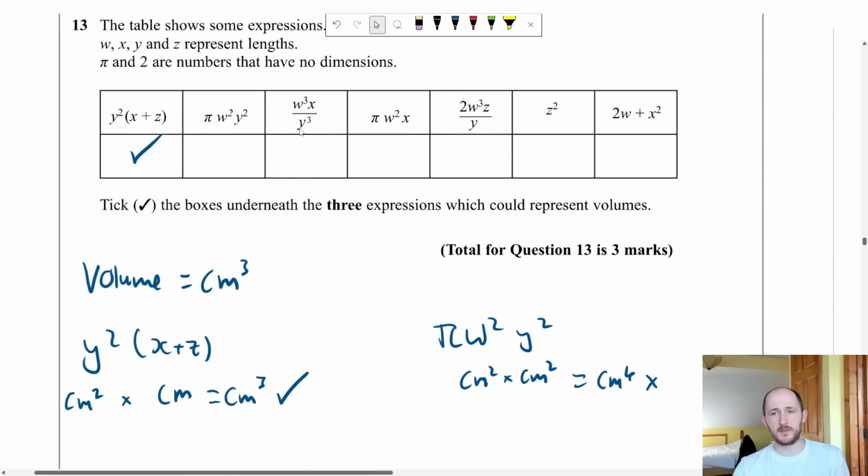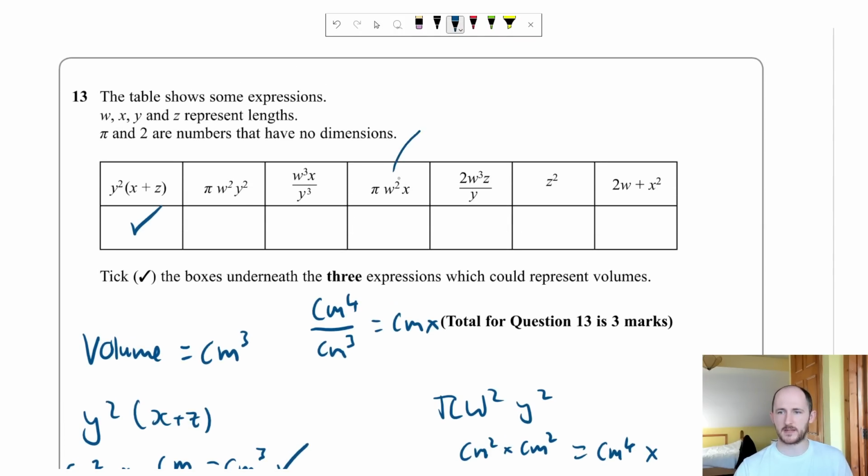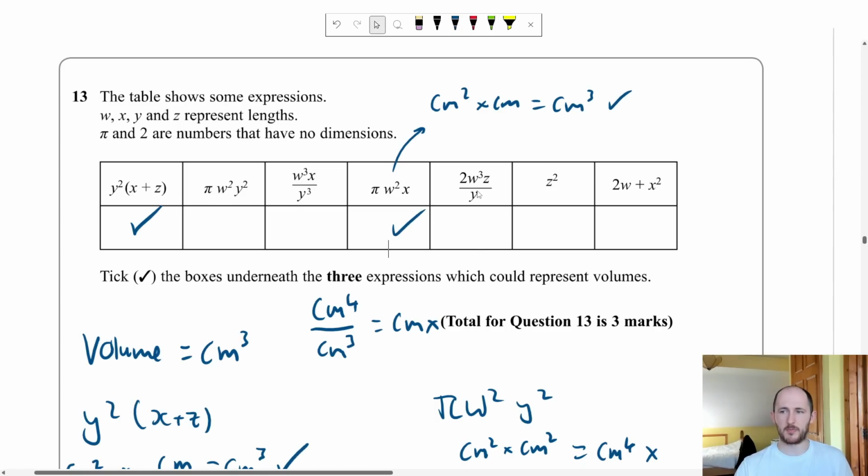You might be able to start doing this in your head, but again, just in case for those that can't, this would be centimeters cubed times centimeters, that's centimeters to the power of 4, divided by, so centimeters to the power of 4 over centimeters cubed would give me just centimeters, so it's not that one either. W squared, x squared, well that's going to be centimeters squared times centimeters, which is centimeters cubed. That's a volume, so that's good. And I can see this one's probably going to be it.